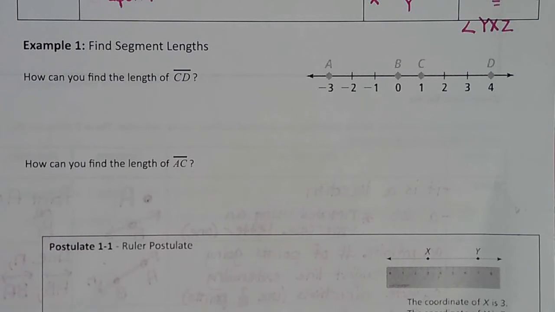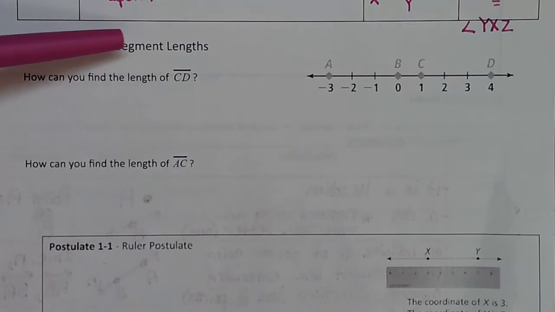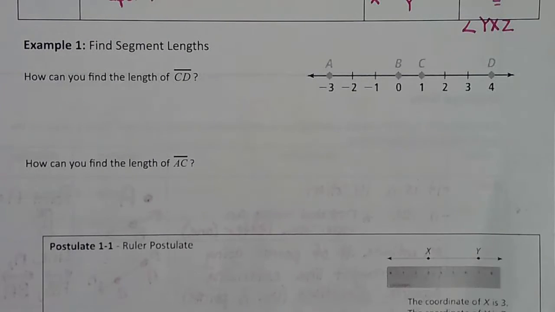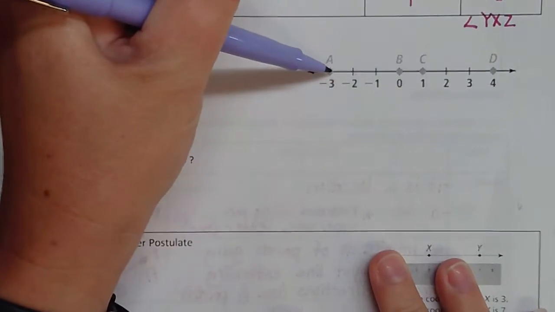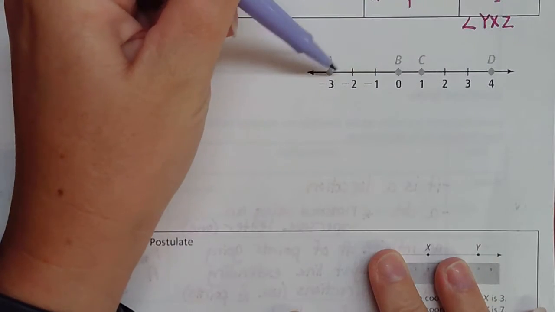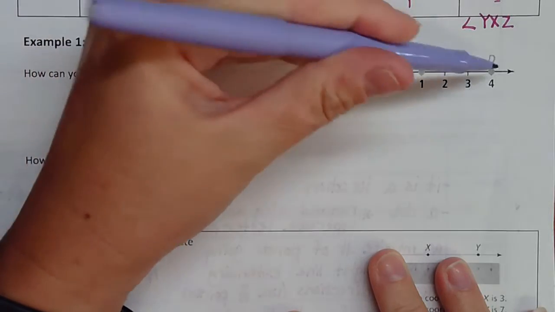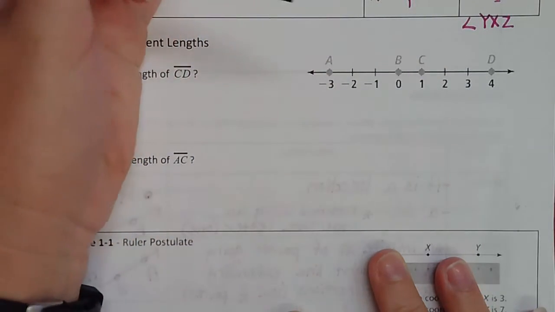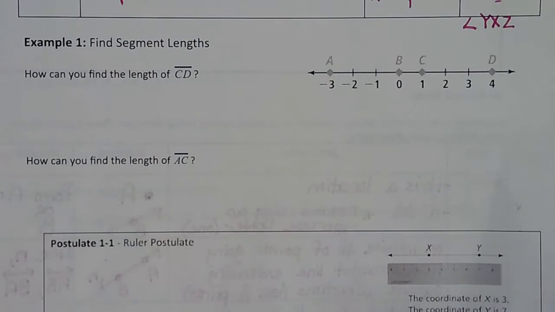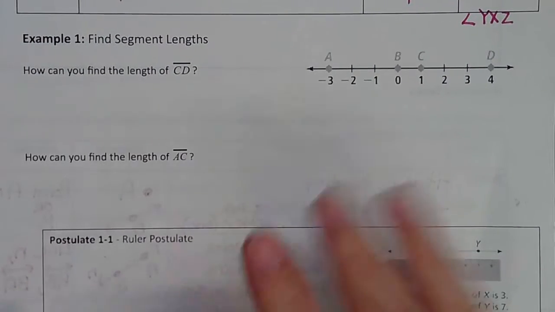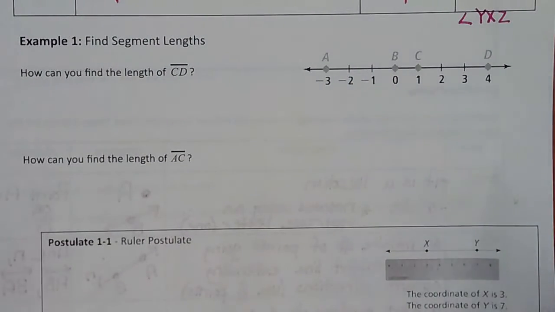Okay, so today we're going to talk about finding segment lengths and how you can actually find the lengths on a number line. So I gave you a number line here from -3 to 4, and you have points A, B, C, and D, and they're at different points on a number line. Now, when you are finding the lengths of things, you have to keep in mind like a tape measure or a ruler. And we're going to talk about this ruler postulate in a second, but even up here, if you keep in mind or think about that, it might make it a little bit easier.